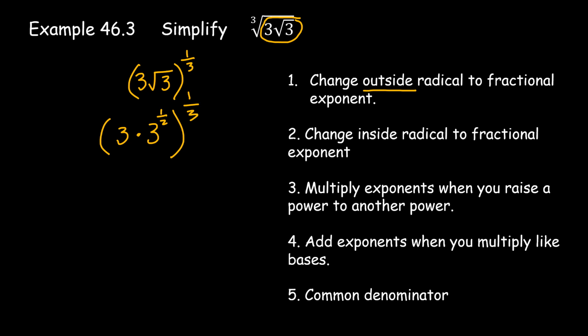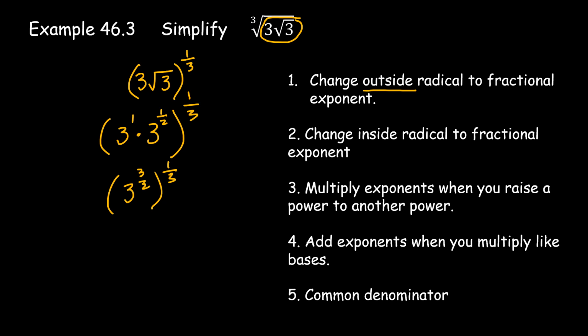Now I have two like bases being multiplied together so I can add their exponents. So this is 3 to the first times 3 to the 1/2. So that is going to be 3 to the 2/2 plus 1/2, which is 3/2. And then I still have this 1/3 on the outside.